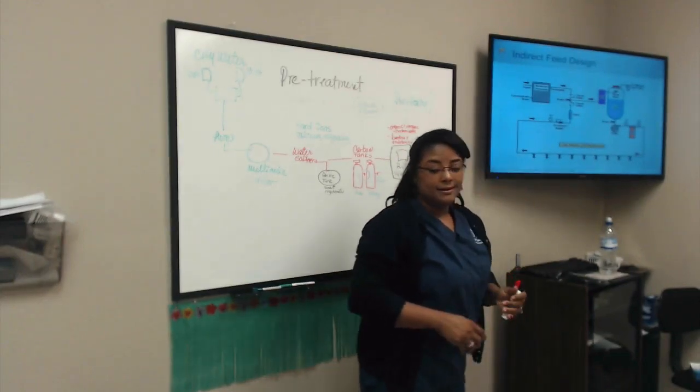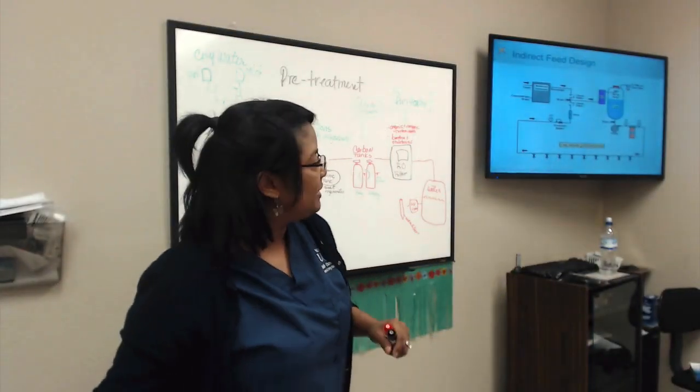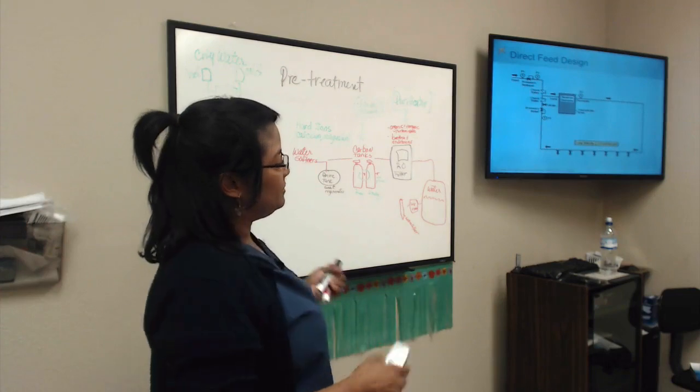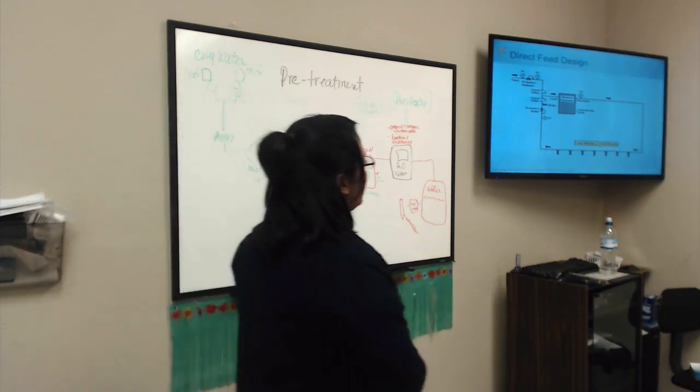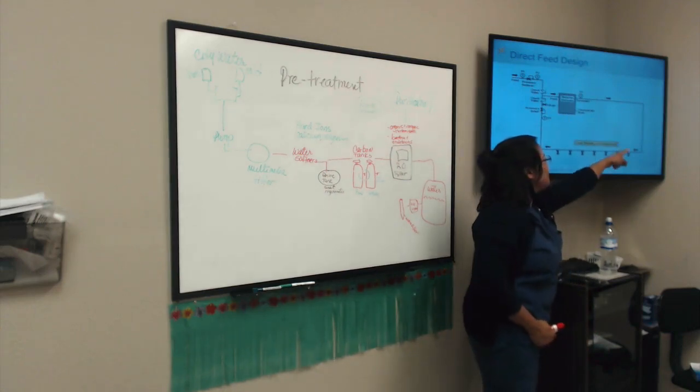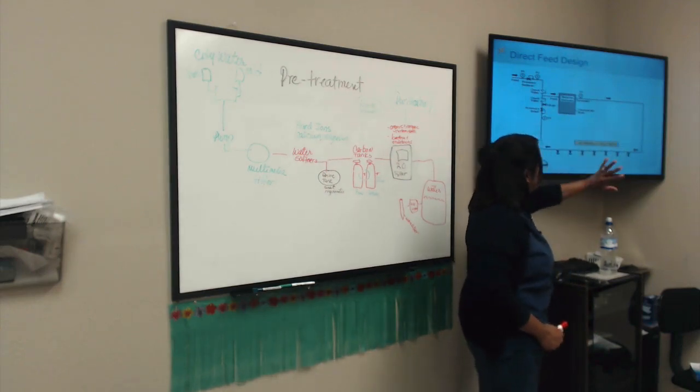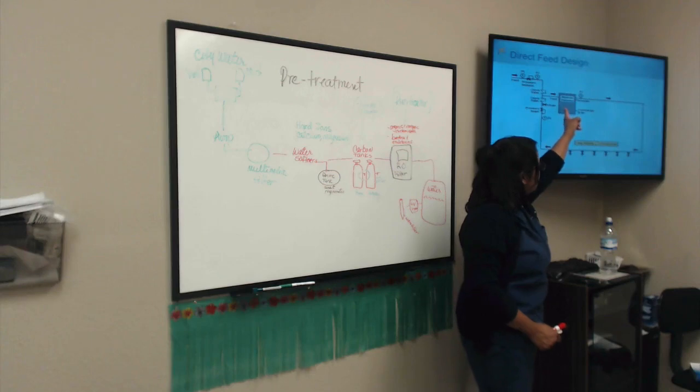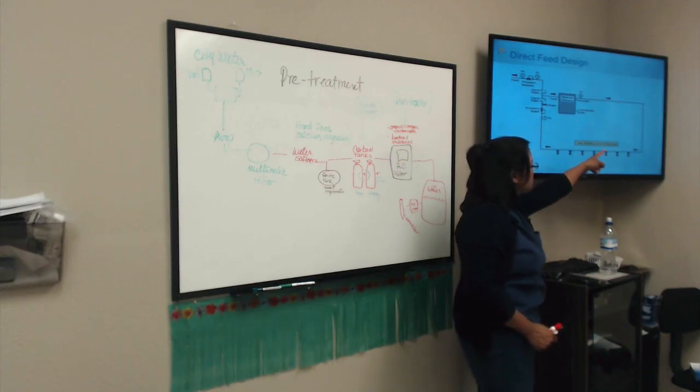Now let's see a direct feed. Look at this direct feed. Here there's no UV light, there's no ultrafilter, and there's no tank. After the arrow, it just goes directly to each point of use.